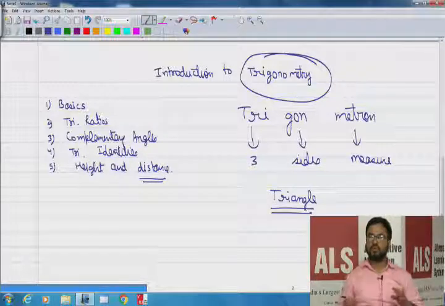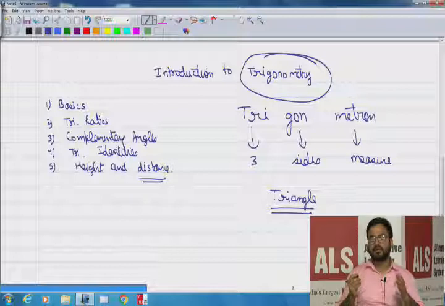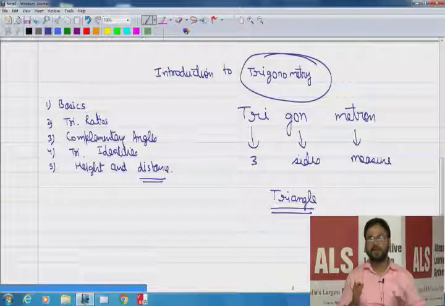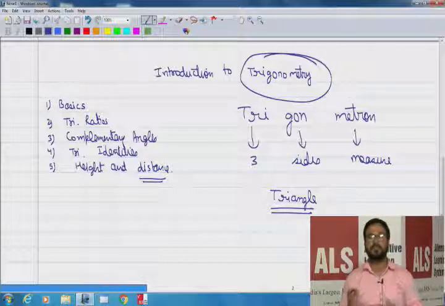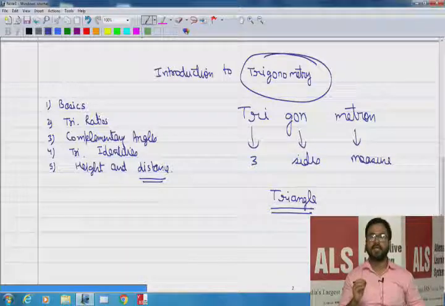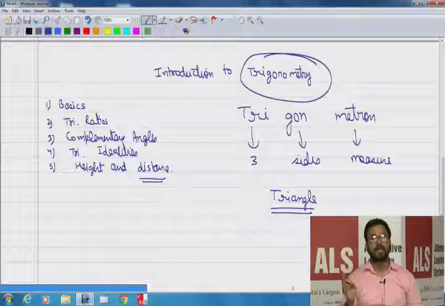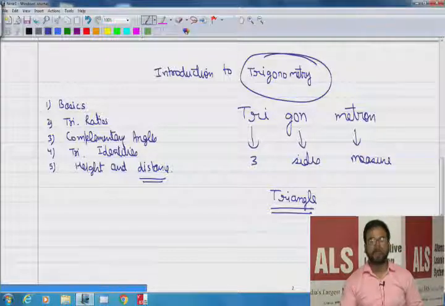So in this chapter we will study the properties of the triangle, basically how the angles and sides of the triangle are related to each other. That is basically trigonometry, the relationship between the angles of the triangle and the sides of the triangle. Now this trigonometry can be applied to any type of triangle. Any type of triangle means the right angle triangle, acute angle, obtuse angle, but in class 10th we will restrict ourselves to only right angle triangles.